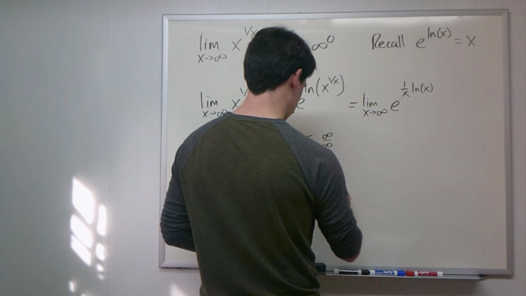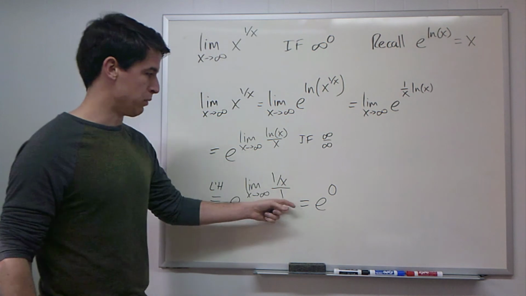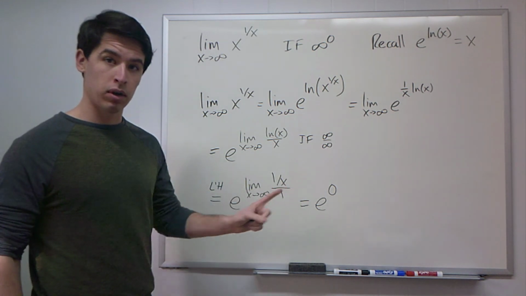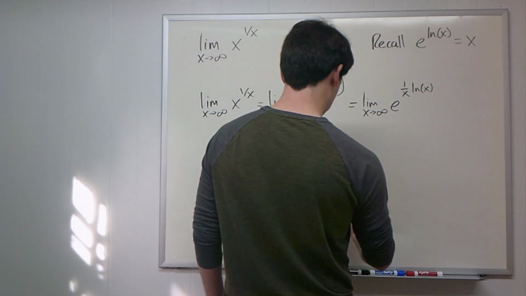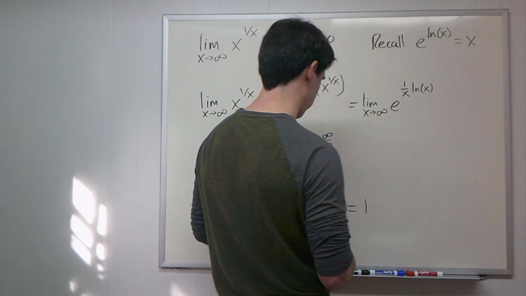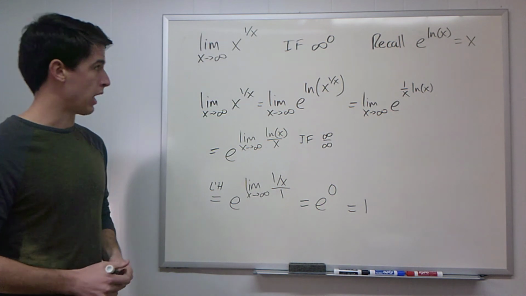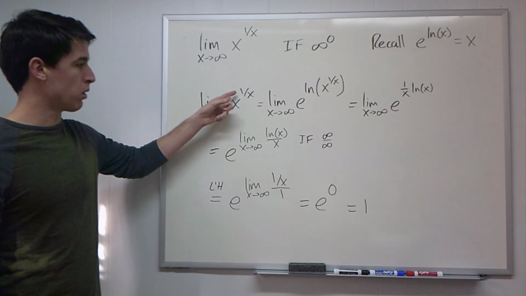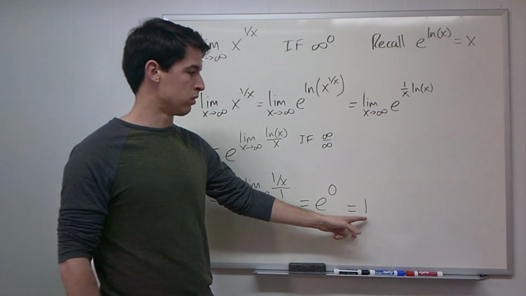So I get e to the 0 because this limit is 0, but e raised to the 0 power is equal to 1. So therefore, I have just shown that the limit as x goes to infinity of x to the 1 over x is equal to 1.